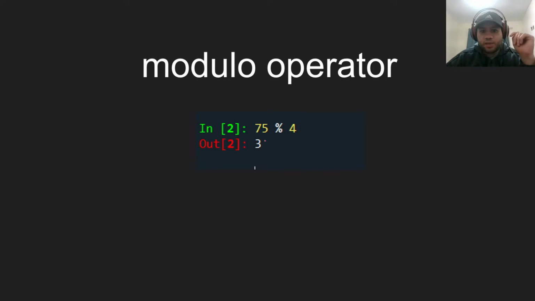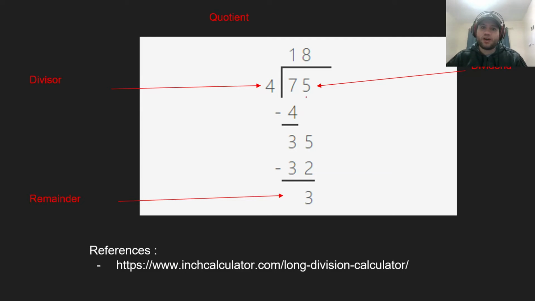So what you see in front of you is the syntax. 75 % 4 is equal to 3. But what does all of that mean? Okay, so if we have 75 divided by 4, then the 75 would be the dividend and the 4 would be the divisor. 75 divided by 4, okay? And it's equal to a specific number. But when you have 75 divided by 4, you quickly find out that 75 is not divisible by 4.